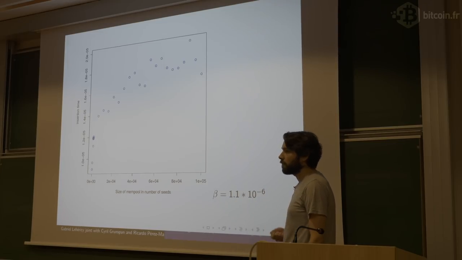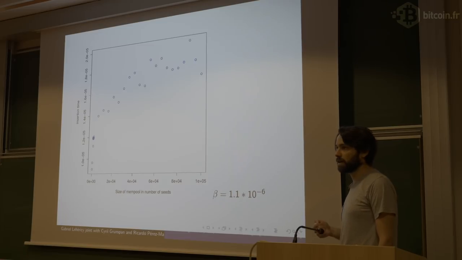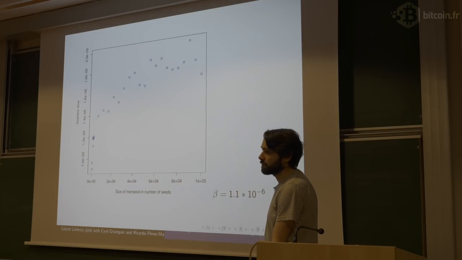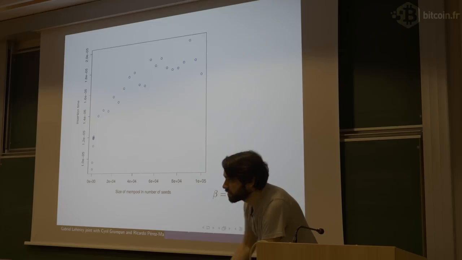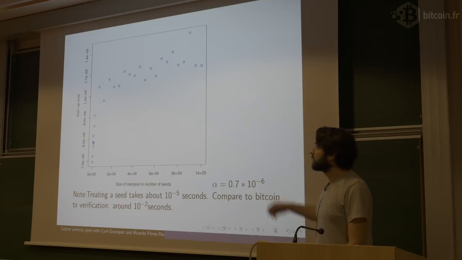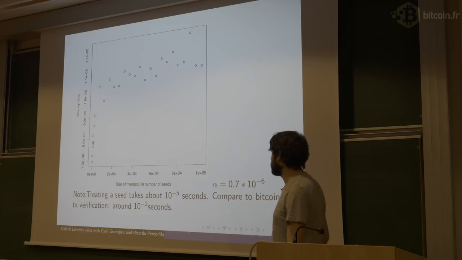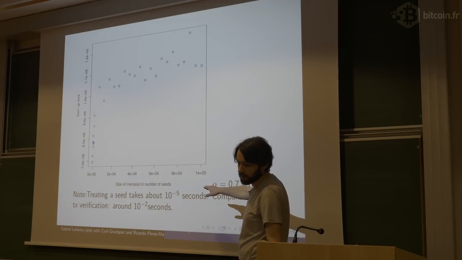We measured how long it takes to insert a seed in the tree, and we did that for several sizes of the mempool. Basically, it's in the order of magnitude of 10 to the minus 5 seconds, and this gives us the coefficient beta. Now the same for lookup. Again, it's slightly quicker than insertion, and we got the alpha that we wanted.